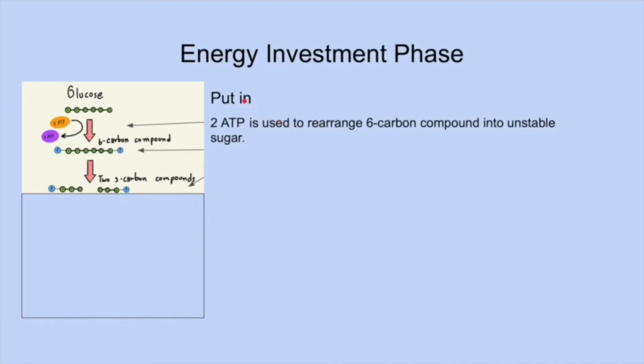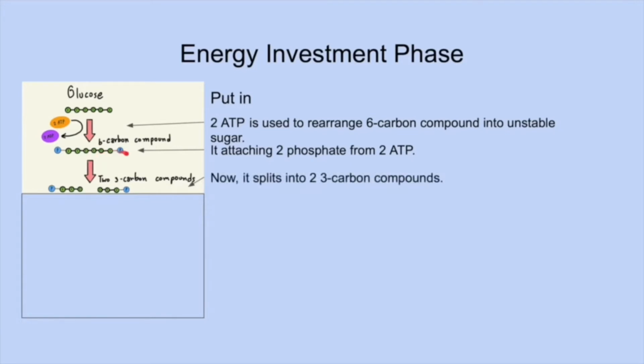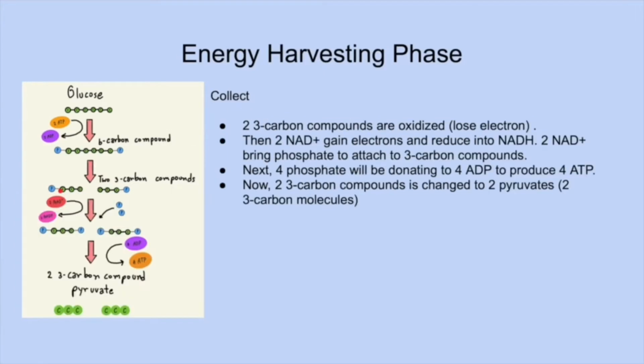Energy investment phase. First, 2 ATP are used to rearrange a 6-carbon compound into an unstable sugar. It will attach to 2 phosphates from the ATP. And now it splits into 3-carbon compounds.